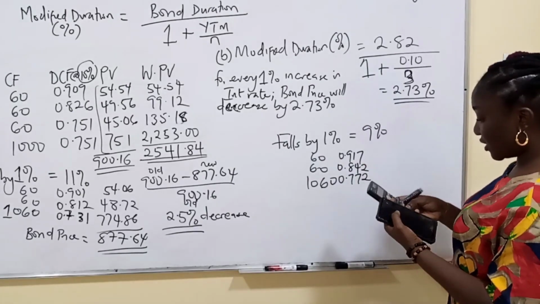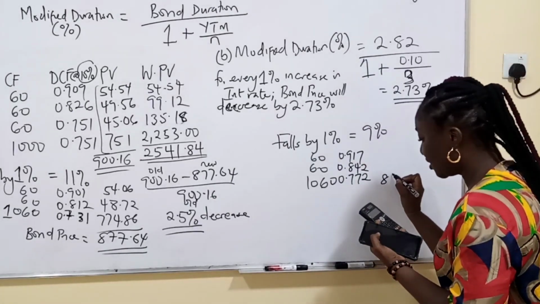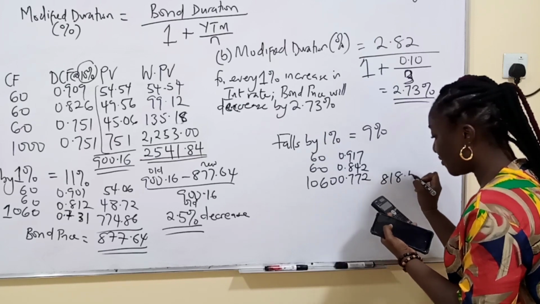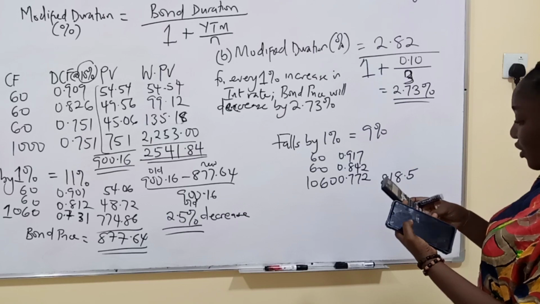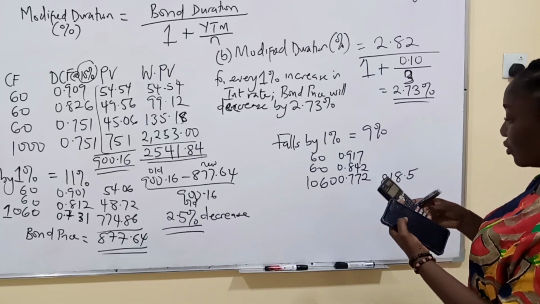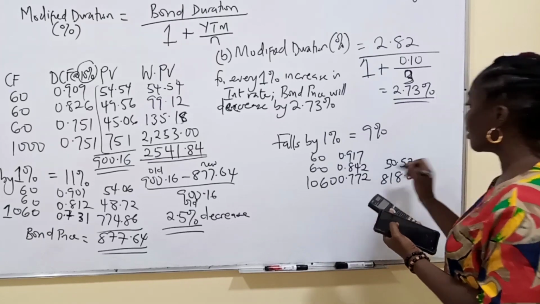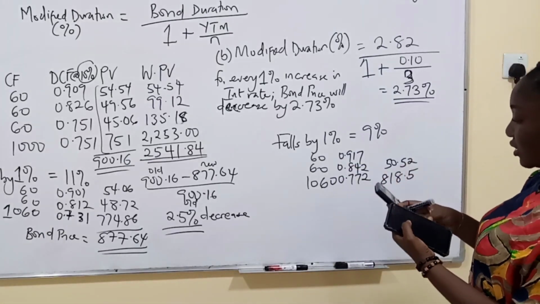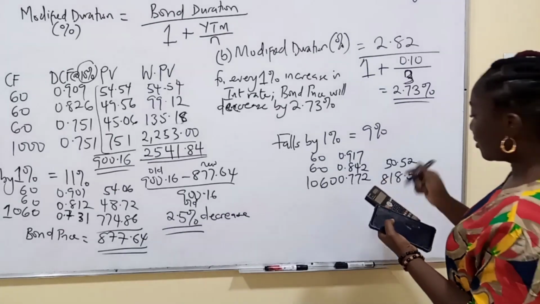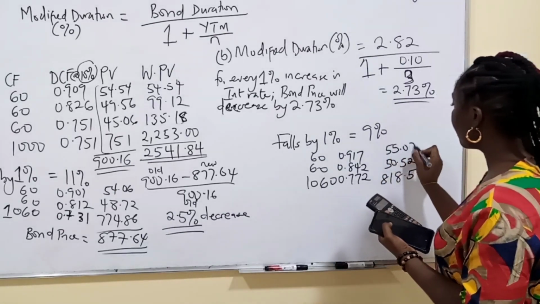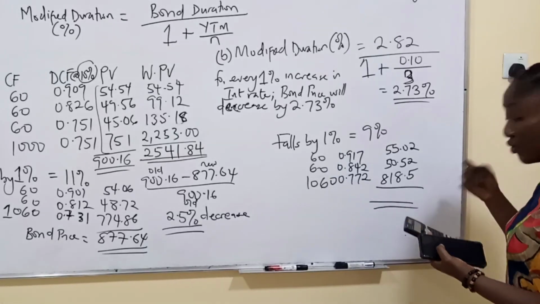So 60 times, let me just do this in the calculator. Here you have 818.5. 60 times 0.842 gives 50.52. 60 times 0.917 gives 55.02. So let's add up to get the bond price, the market value of the bond.